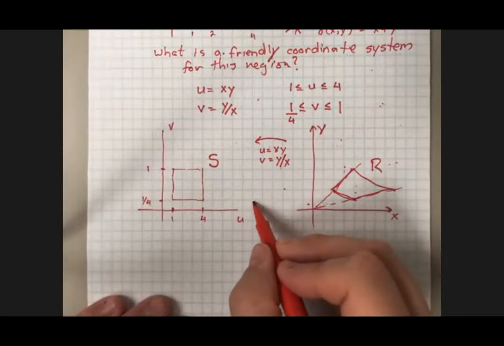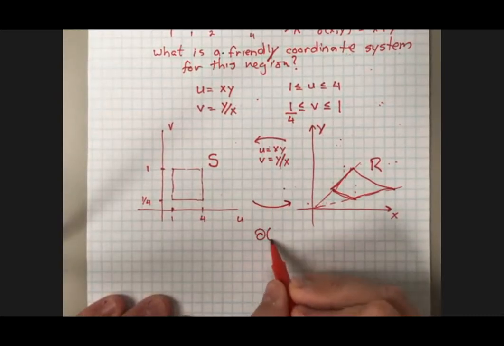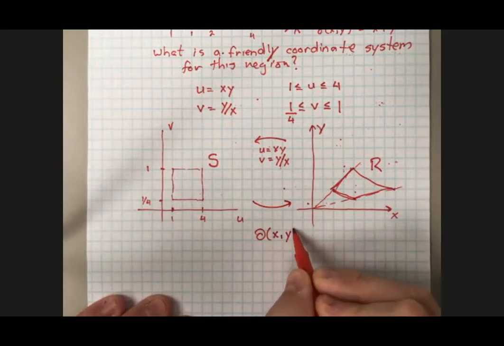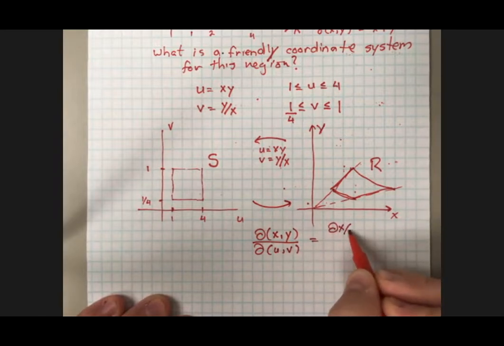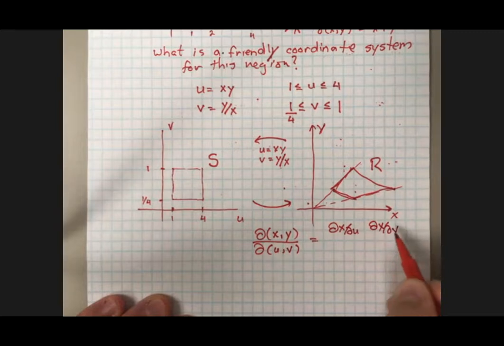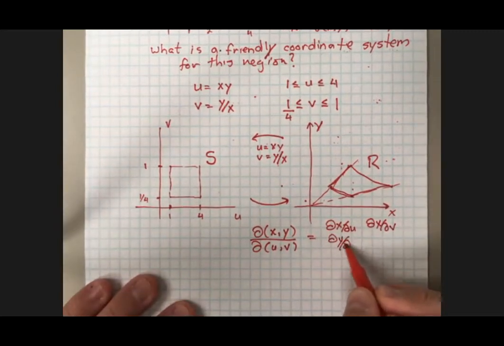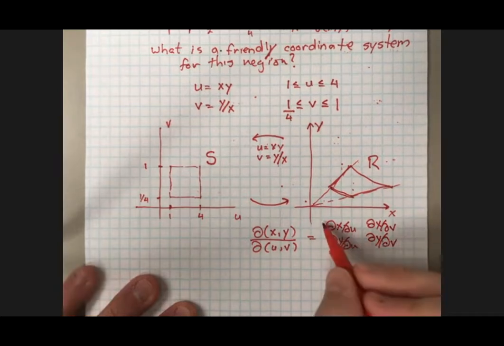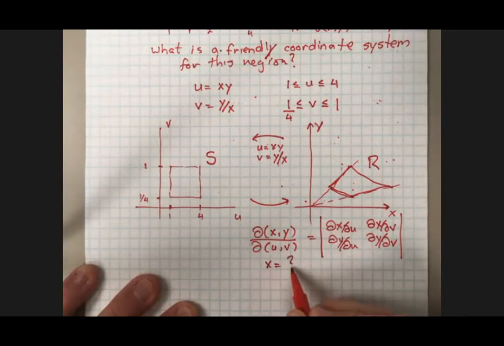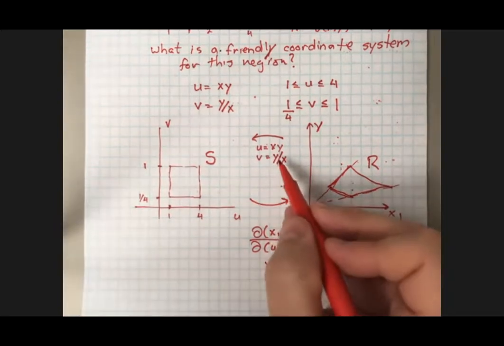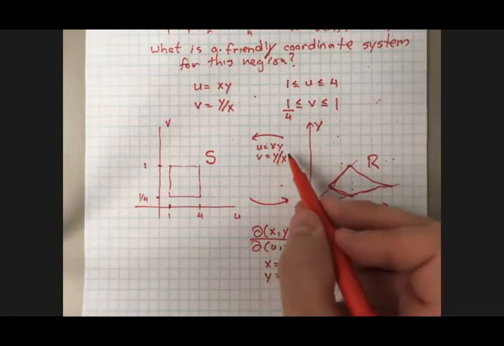The problem is I have to know the price of switching from XY to U and V. I need to know partial X, partial U, partial X, partial V, partial Y, partial U, and partial Y, partial V. I need to know the determinant of that matrix. So I need to have a description of X and Y in terms of U and V. I need to turn these descriptions inside out. I have to solve for X and Y in terms of U and V.